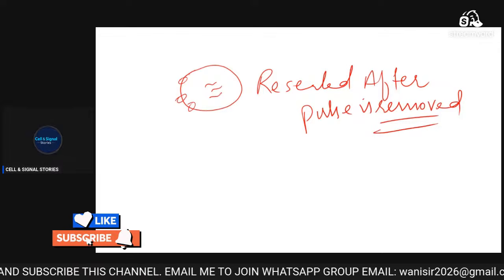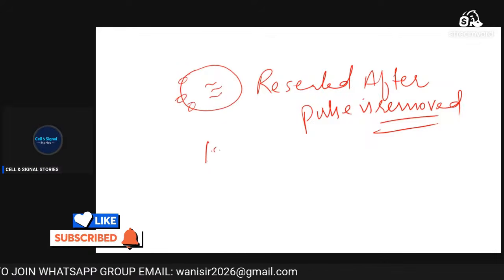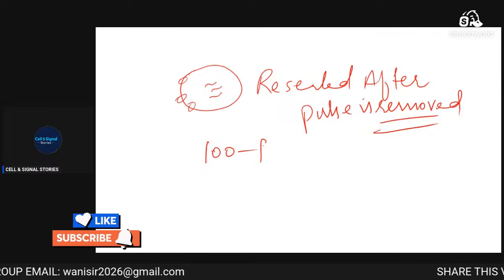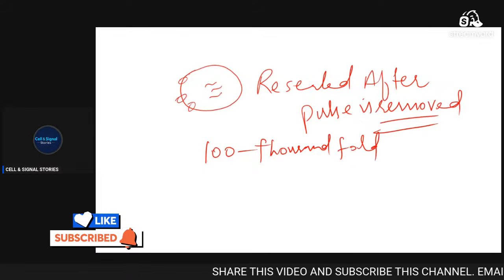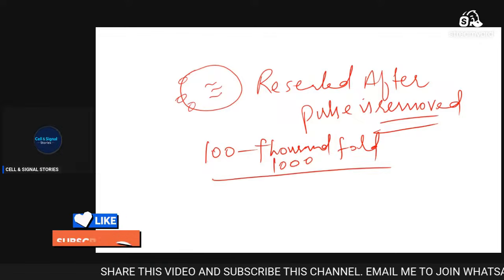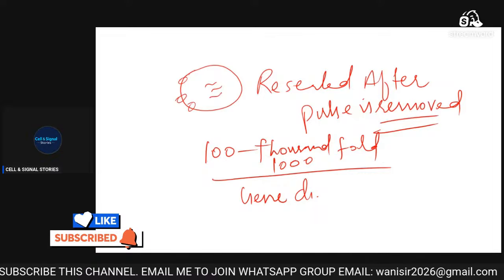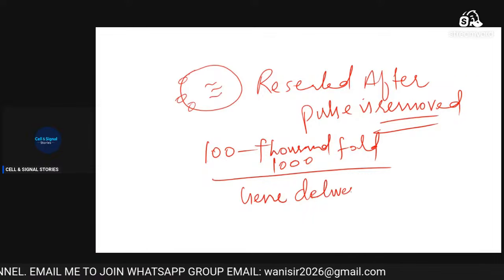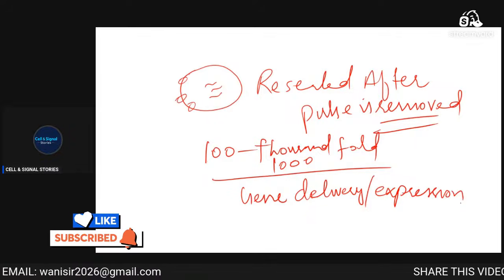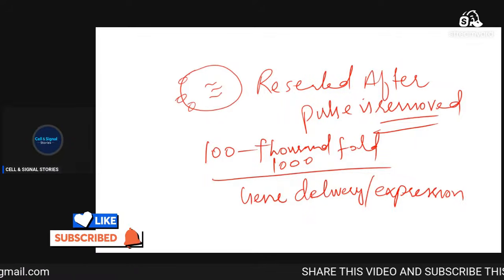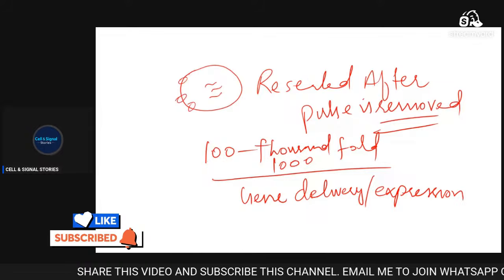Electroporation can increase gene delivery and expression by 100 to 1000 folds. This is a very important point: 100 to 1000 folds. It can increase gene delivery and expression compared to simple DNA addition, because more DNA molecules are taken into the cell and a large fraction of the cells becomes transfected.